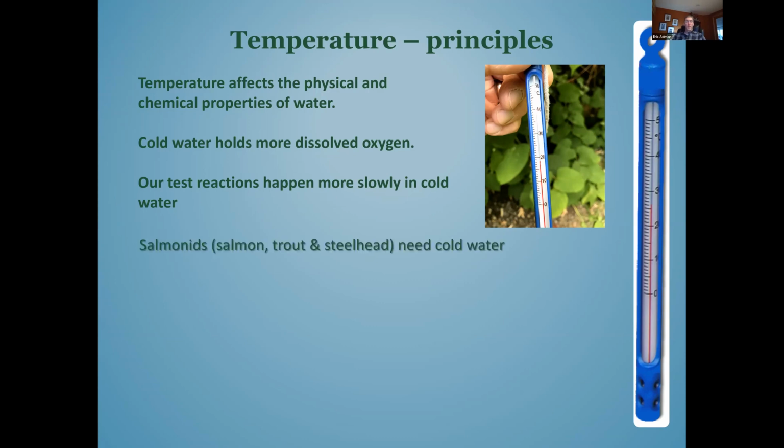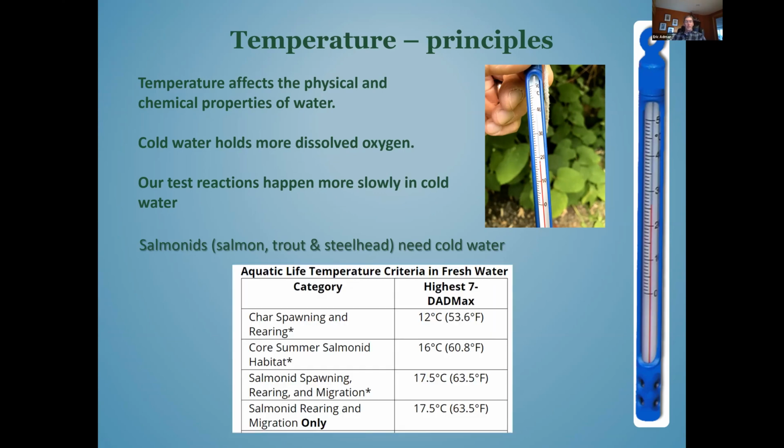Some of the key, what we call salmonids, which is salmon, trout, and steelhead that we have around here, really need cold water because they're very active fish and they need high dissolved oxygen. This is a table from Washington State Administrative Code guidelines for freshwater standards, and it shows you the temperature that's required for different types of salmon activities and habitat.